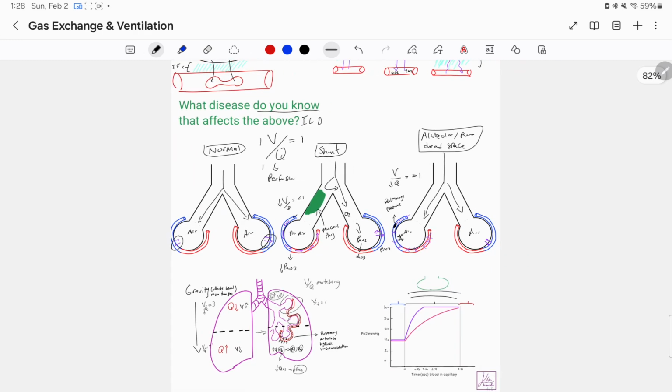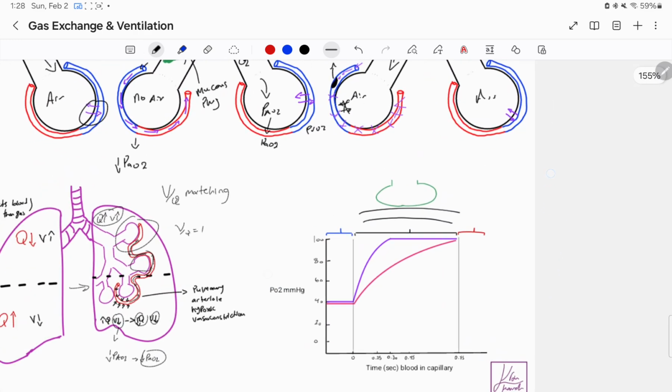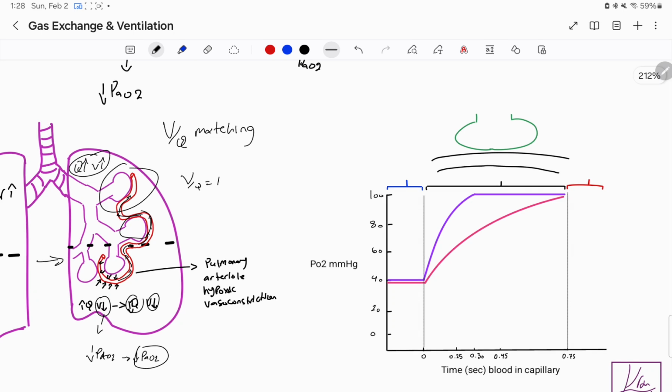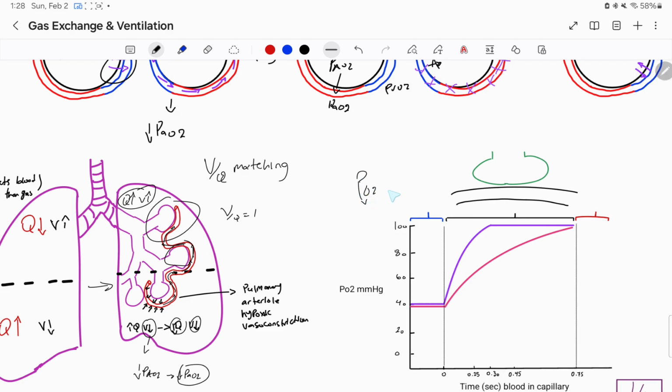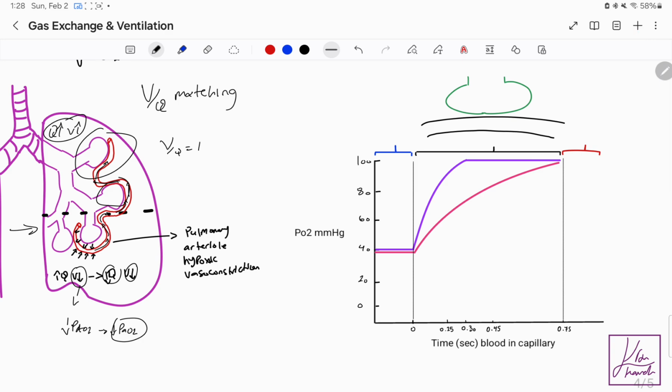So finally, we're going to talk about a very cool concept. This concept is always very fascinating to me. We're going to talk about the transit time, or actually how long it takes to bring the partial pressure of oxygen in the venous blood from 40 millimeters of mercury all the way up to 100 millimeters of mercury. How long does that take, and how long does the blood actually stay in the capillary? Very interesting concept. Sometimes hard to grasp, but I'm going to try my best to make it very simple.